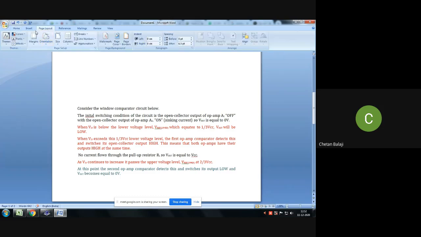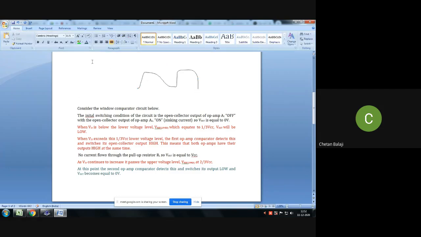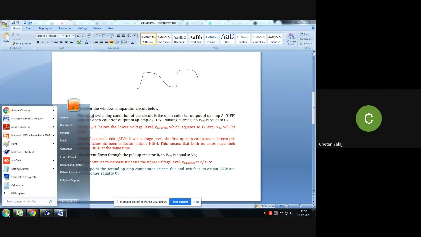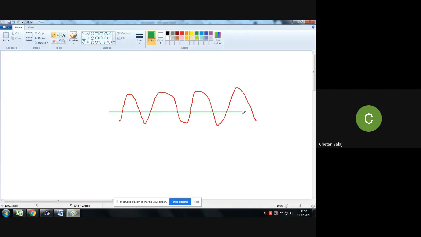I'll just show you one more. I'll show you by writing like this. Let's assume this as a waveform. I'll show you in Paint. Look out here. Let me assume this as my input point. I'll just draw a line over here.